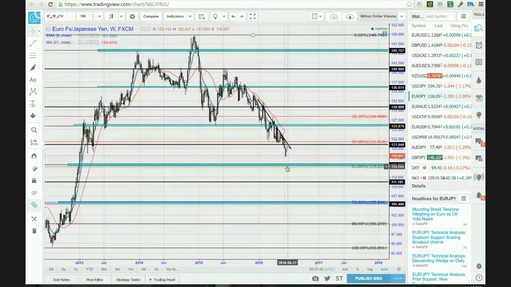Come down at least to our 61.8% level. We got our fibs drawn from swing low to swing high. So this is my next destination where I see price coming before it terminates.